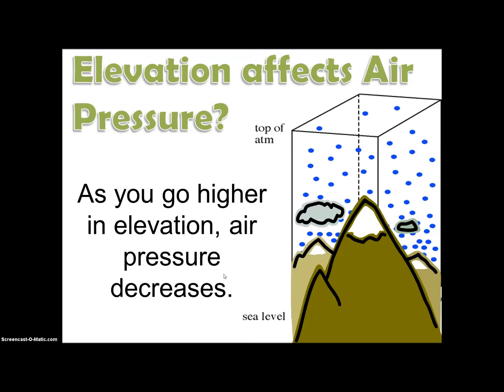Now let's talk about something that has impact on air pressure, and it kind of goes back to the definition, and that is elevation, how high you are. If you climb to the top of a mountain, it's a lot harder to breathe than it is at sea level. Why? Because there's more air at sea level. The higher you go in elevation, air pressure decreases because there's fewer molecules. There's less pushing on them, so they're not as densely packed. The closer you get to sea level, the more densely packed air becomes. And so one of the things that really affects air pressure is elevation.